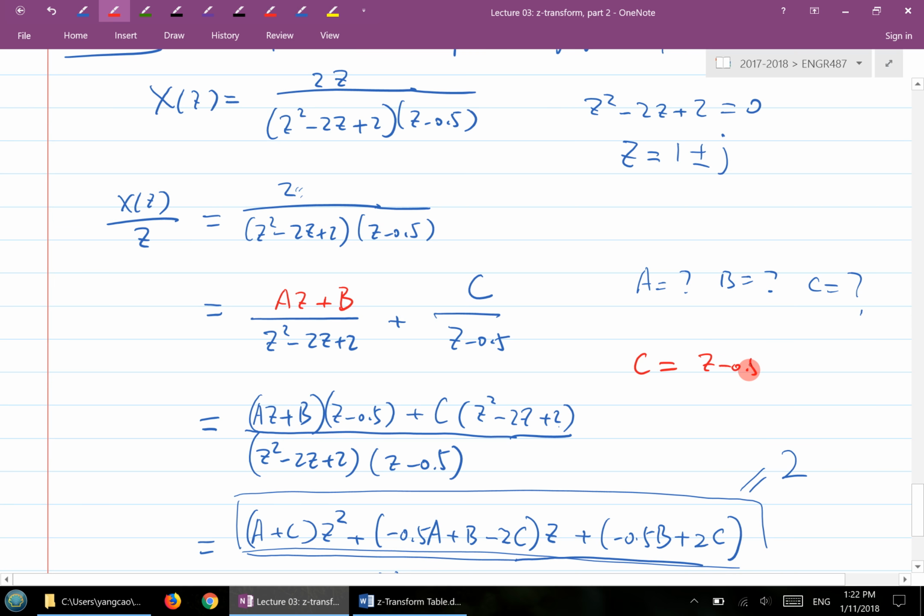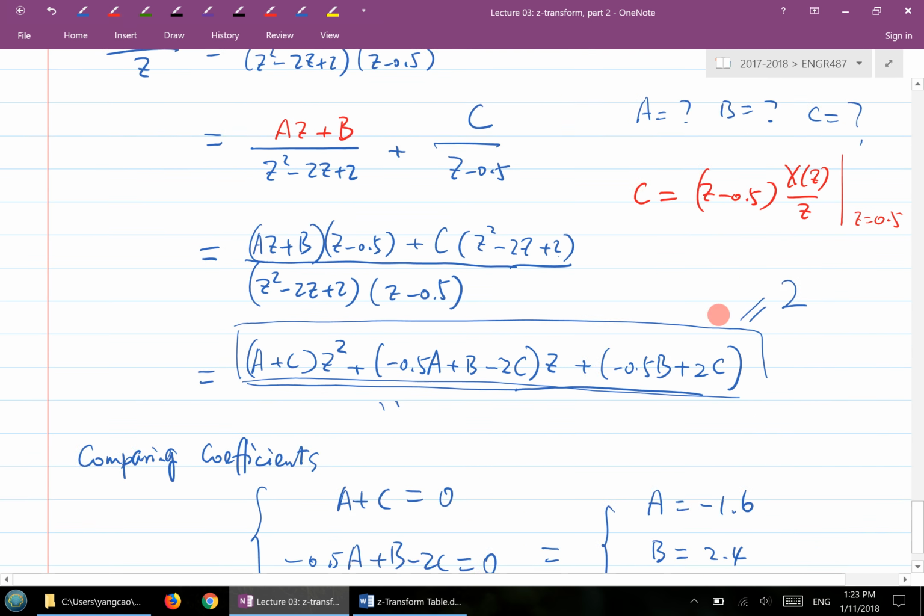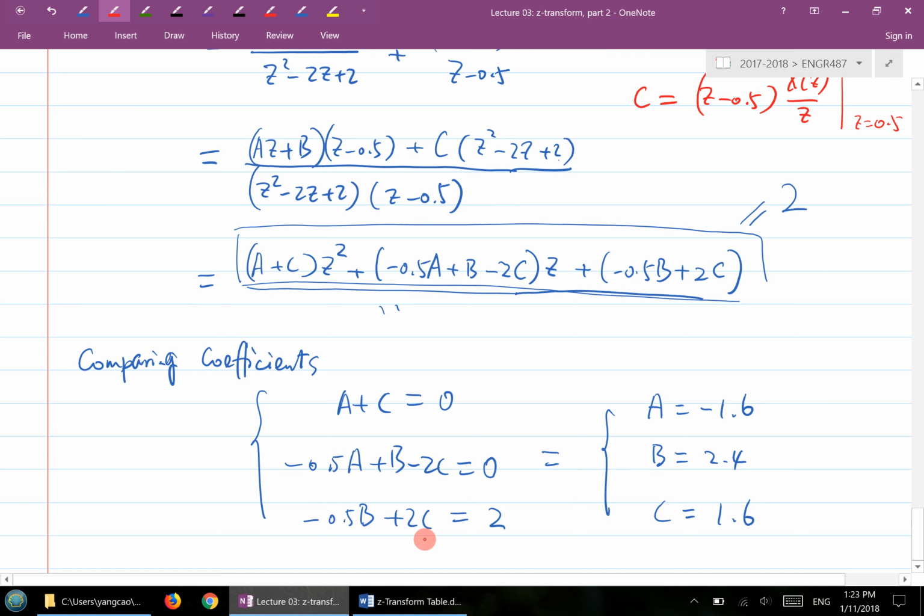So use the same formula, z minus 0.5 times x of z divided by z. Then you let z equal 0.5, and now you will find the c value. So once you find the c value, then you can plug into the equation here, find the b and find the a, which is much easier.